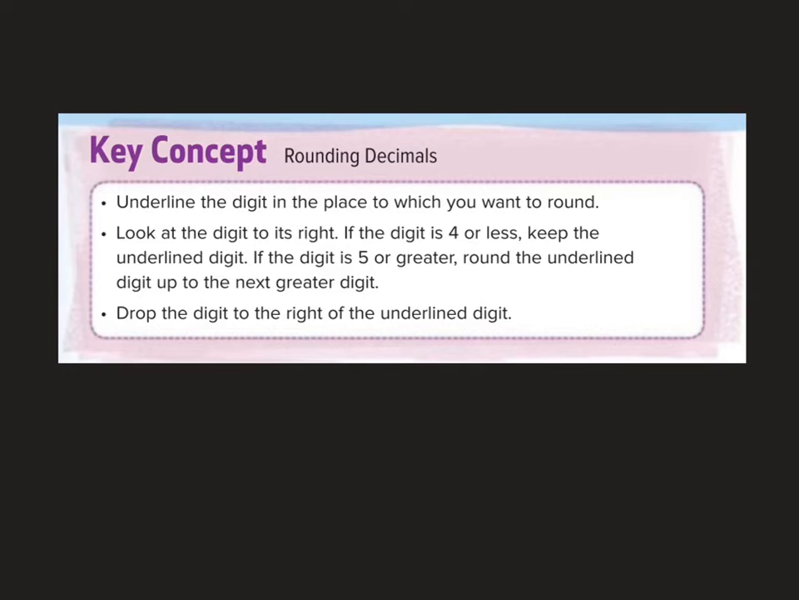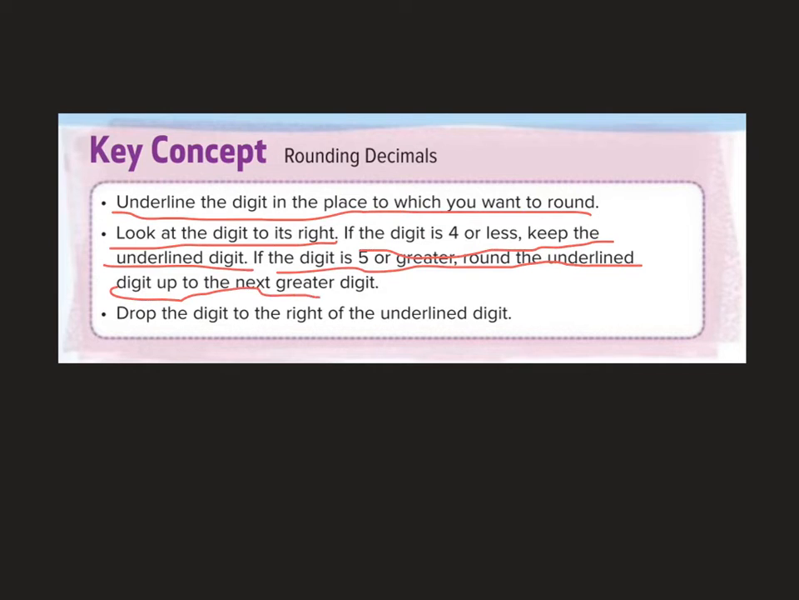Okay, and if you are somebody that says, you know what, I am really having a hard time with this rounding thing, I really would recommend writing this down because it is step by step in words exactly what you need to do. So we're going to underline the digit in the place you want to round to, just like we did in the last one. Look at the digit to its right. If the digit is 4 or less, keep the underlined digit the same. If the digit is 5 or greater, round the underlined digit up to the next greater digit. Then we drop the digit to the right of the underlined digit. We just get rid of it because they're decimals.